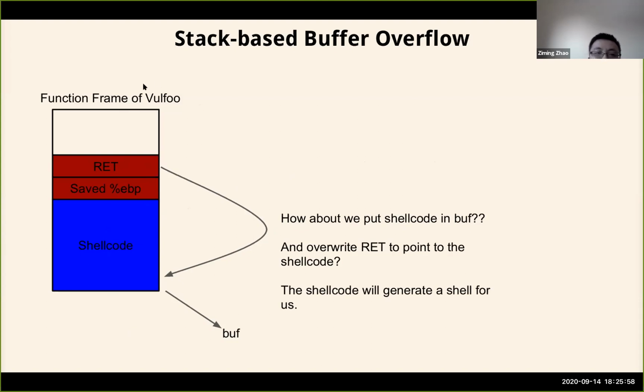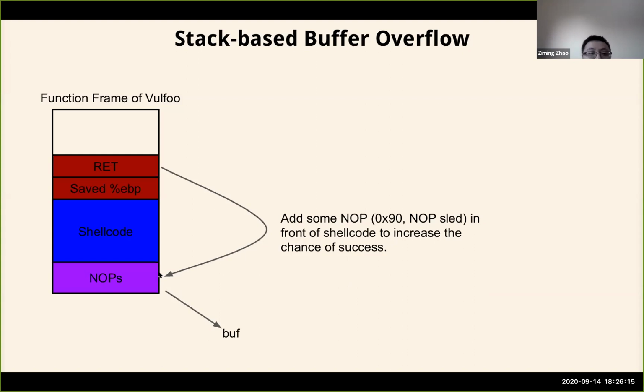Then when this vulnerable function vulfoo returns, it will not return to print secret. It will not return to F1, whatever. It will return to our shellcode, and our shellcode will give us the shell. So the shellcode could be big, could be small.